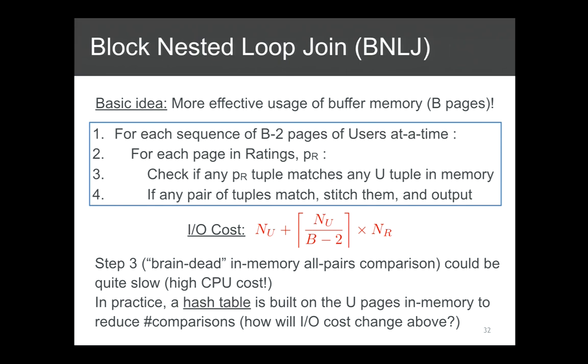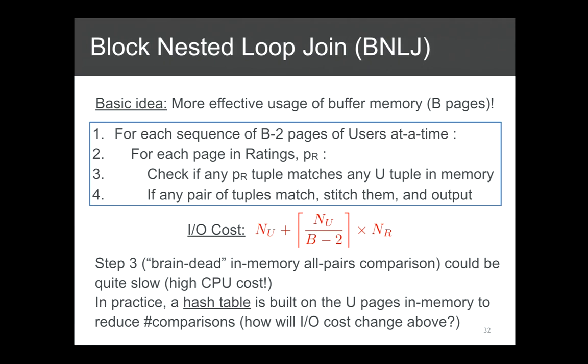And so now the I/O cost of this whole thing, where you're trading off unnecessary computation for some extra I/O, becomes nu plus f times nu over B-2 times nr. Basically, this CPU optimization that you did to avoid the all pairs comparison, you're increasing the I/O cost by a small amount, where you have this fudge factor times nu over B-2 instead of just nu over B-2. Is that clear? So that's the I/O cost of the block nested loop join where you have this hash table on the block built in memory.